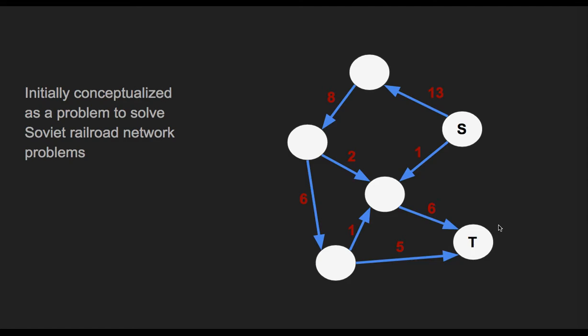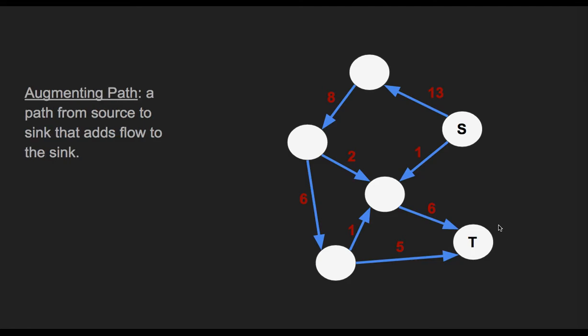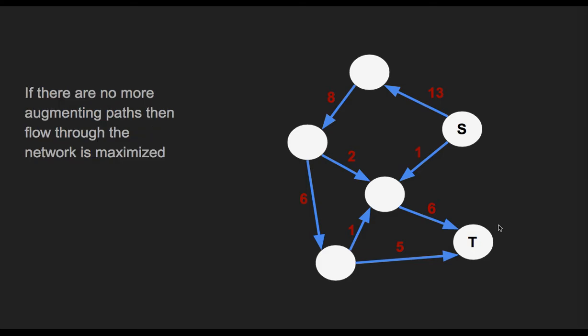And how do we do that? We do that with augmenting paths. This is a path from the source to the sink that adds flow into the sink. So if we have no more augmenting paths, we're done. We have found the max flow in the network.